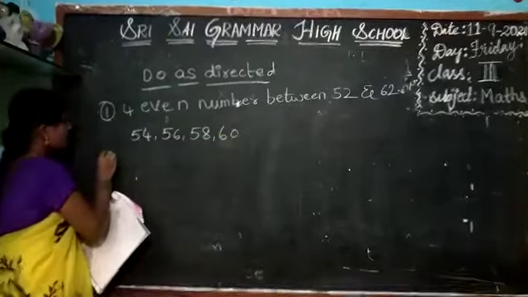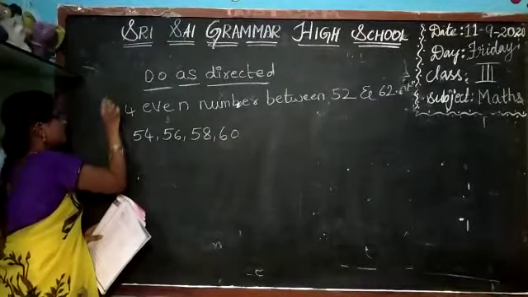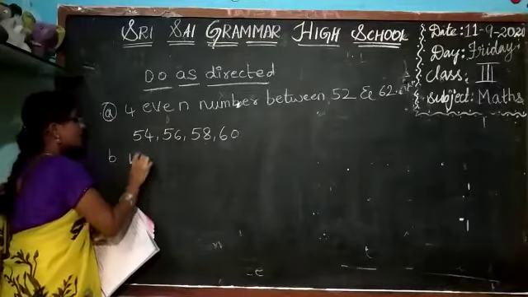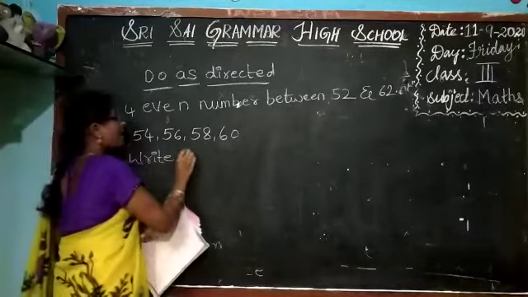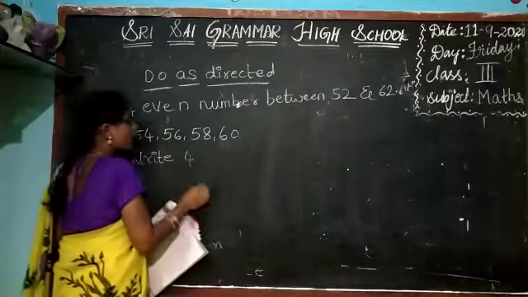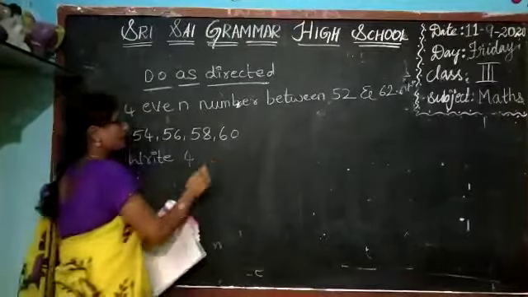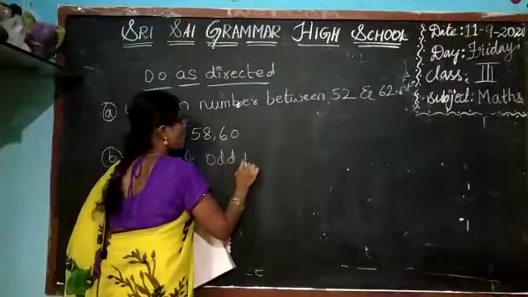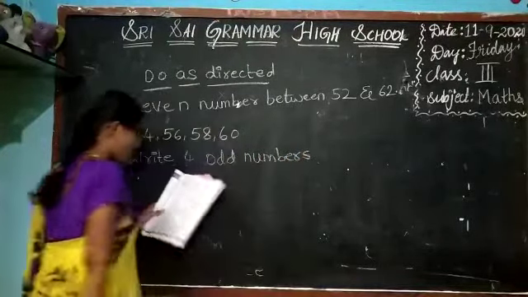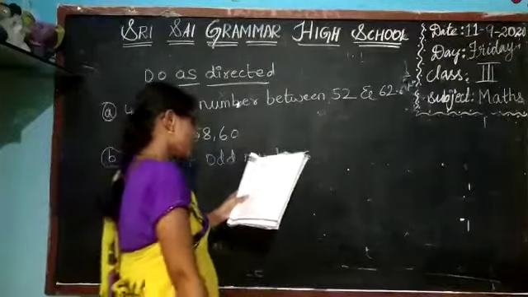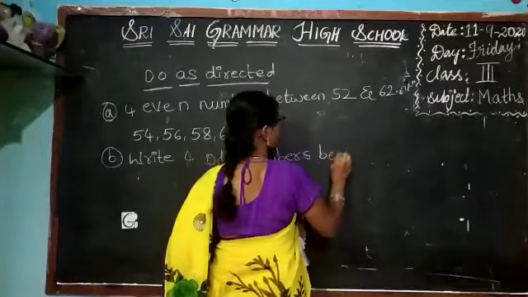Next, B1. What is the B1? Four odd numbers. Before, they asked for even numbers. Now they are asking for odd numbers. Four odd numbers between what? 52 and 60.